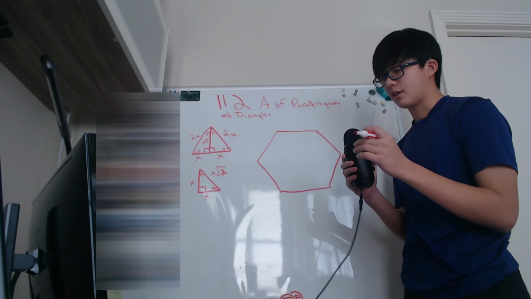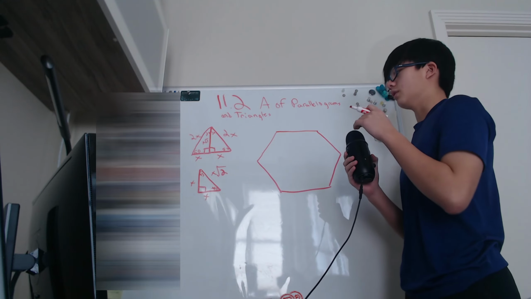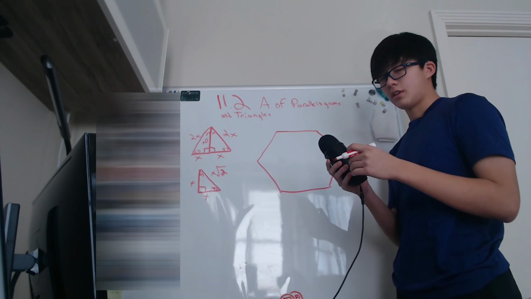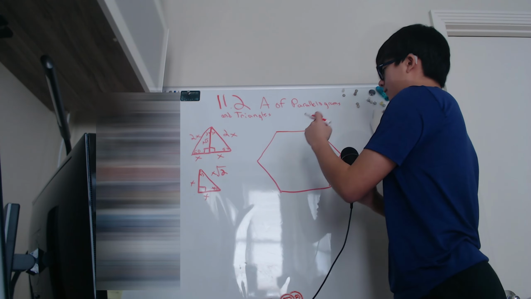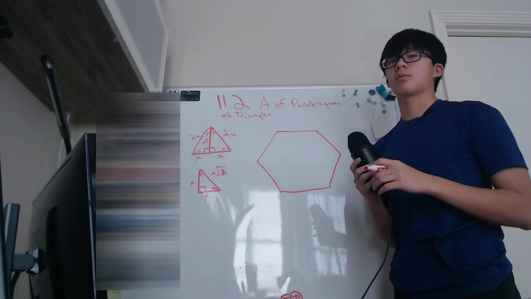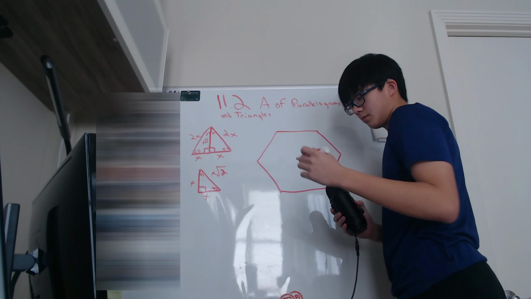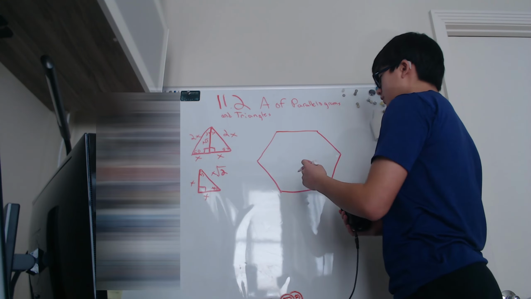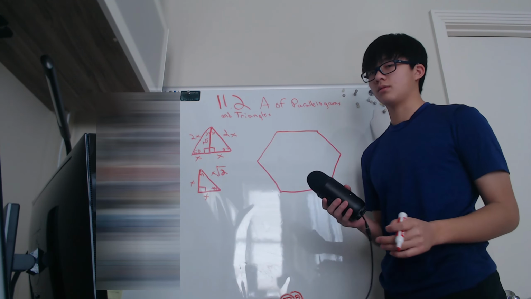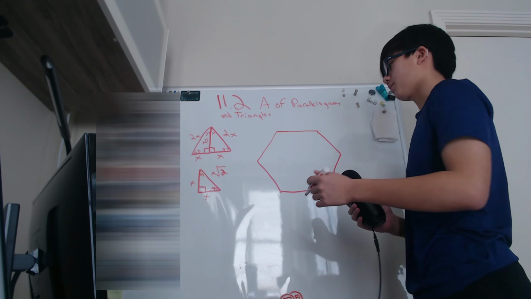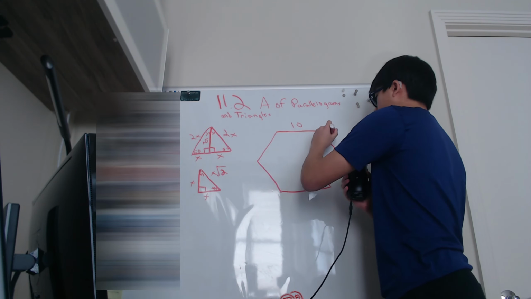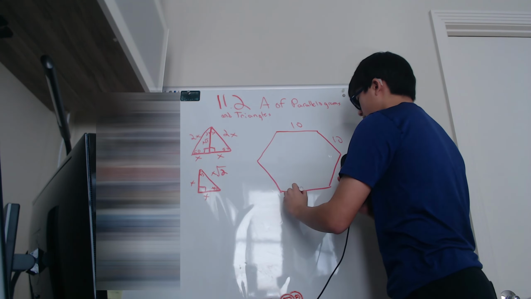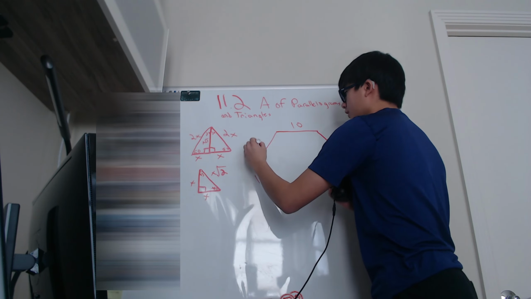So we know it's a regular hexagon, and in a regular hexagon all the side lengths will be the same. Because the perimeter is 60 and there are 6 sides, we divide 60 by 6, so we know each side is 10. So we have our hexagon here.